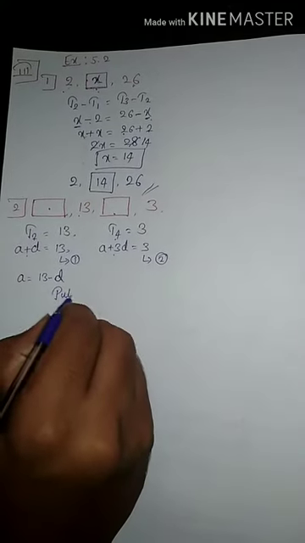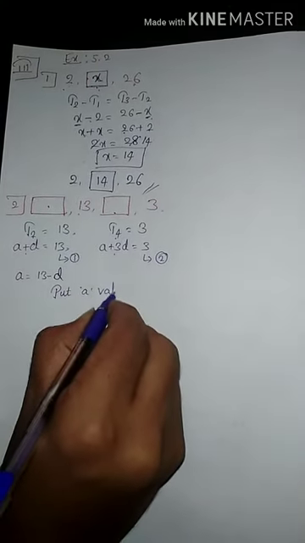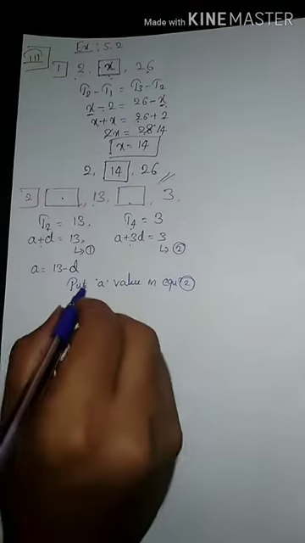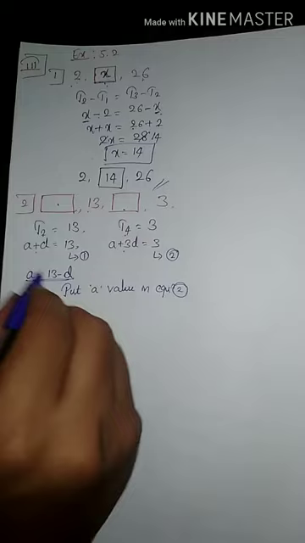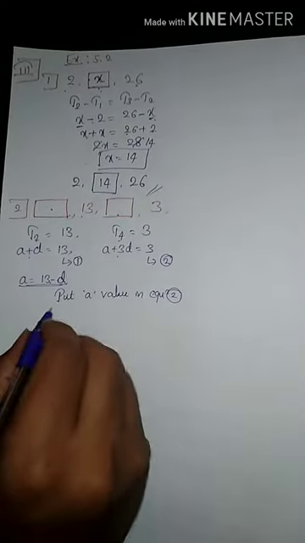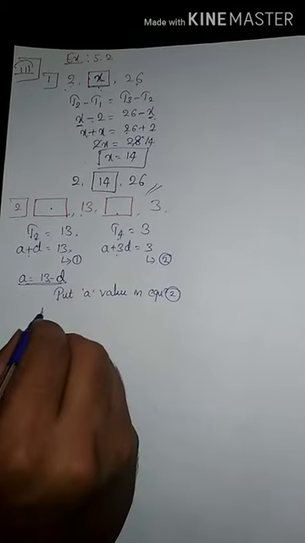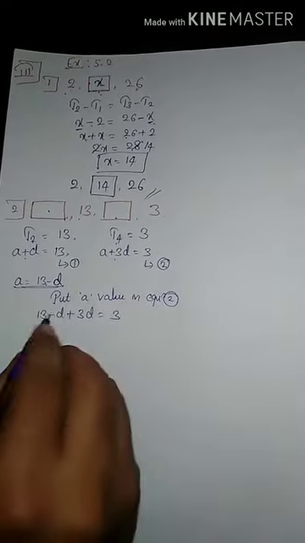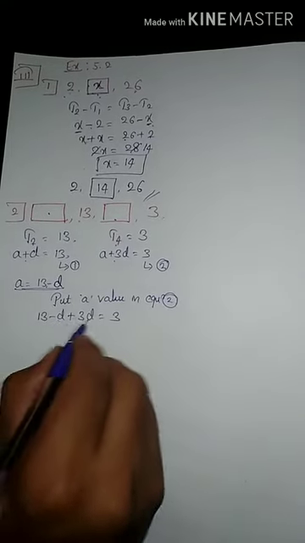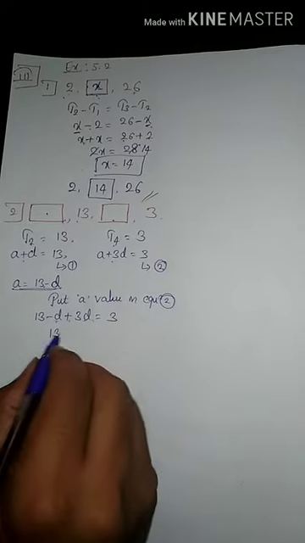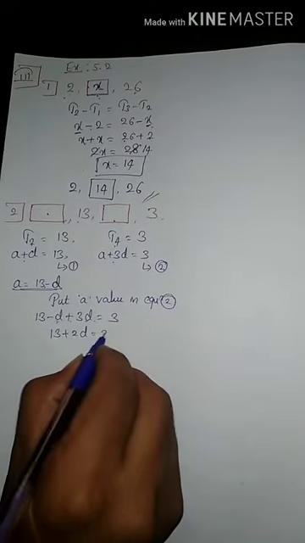Now put the A value in equation number 2. See, the A value is 13 minus D. We have to put this value in equation number 2. So equation number 2 becomes, A means what? 13 minus D, plus 3D is equal to 3. So D and 3D are like terms. So add: minus D plus 3D is plus 2D is equal to 3.